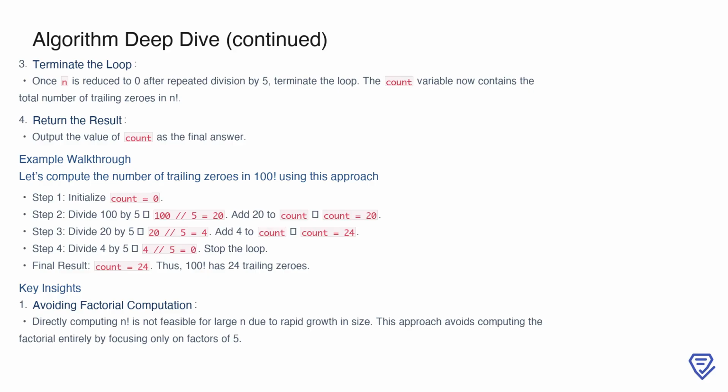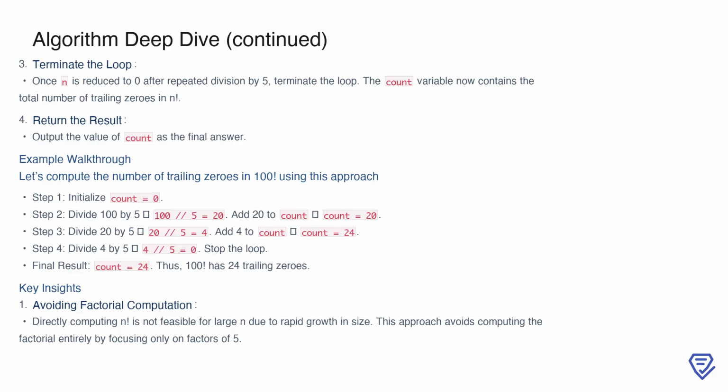To understand this better, let's go through an example. Suppose we want to find the number of trailing zeros in 100 factorial. We start by initializing our count to 0. First, divide 100 by 5 to get 20. Add this to the count, making it 20. Next, divide 20 by 5 to get 4, and add this to the count, bringing it to 24. Finally, divide 4 by 5, which gives 0, so the loop stops. The total count is 24, meaning 100 factorial has 24 trailing zeros.